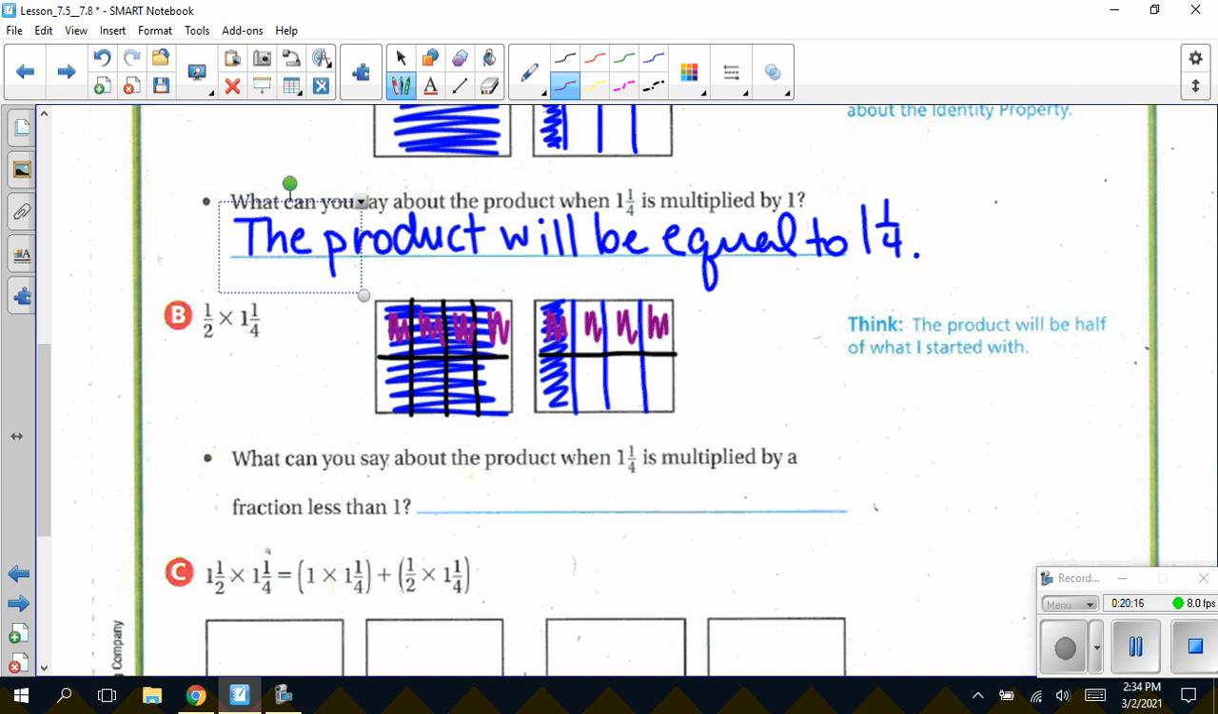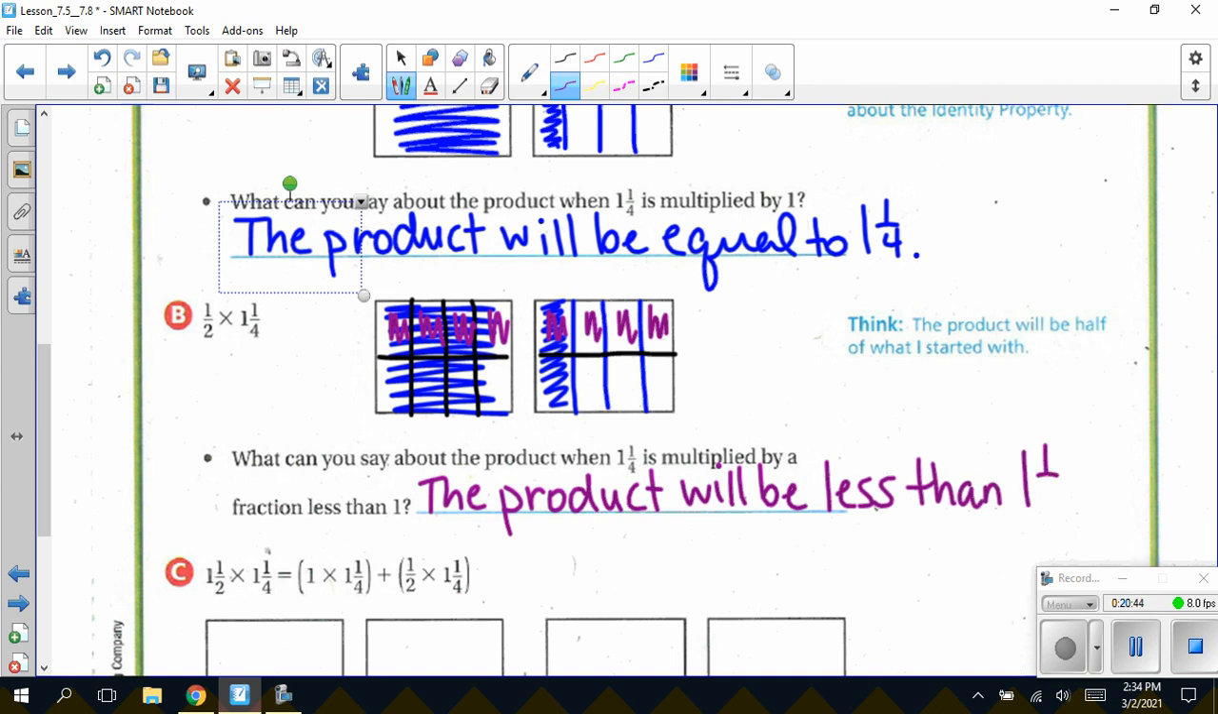So I notice about the product when it is multiplied by 1/2 or a fraction less than 1, I can say that the product will be less than my 1 1/4.